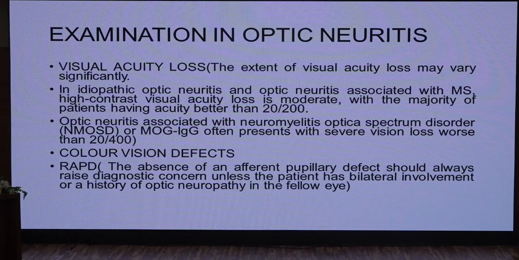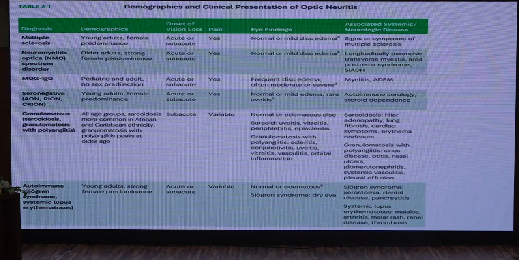There are color vision defects which are associated with these disorders. Mostly they present with red color desaturation. There is a relative afferent pupillary defect. I think you all know about this. Now, what are the demographics and the clinical presentation of inflammatory optic neuritis?